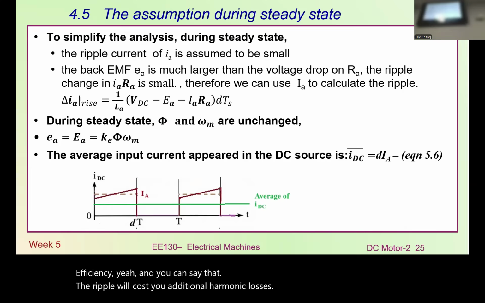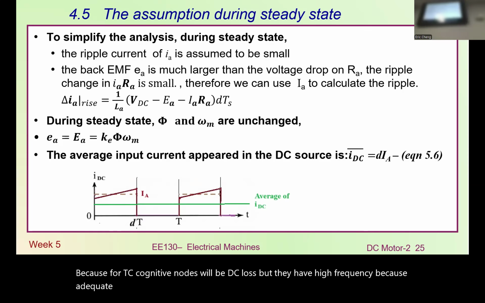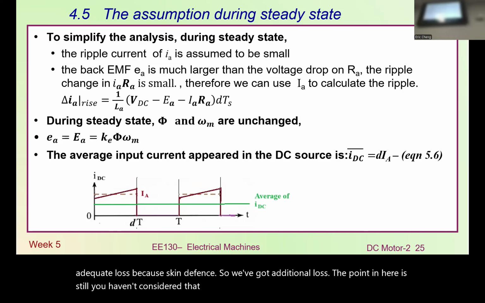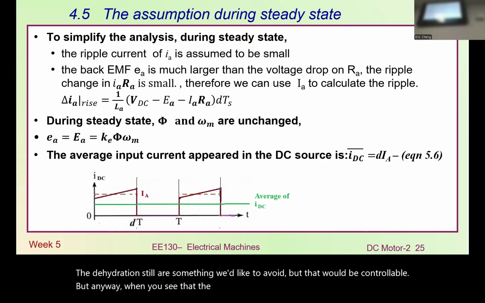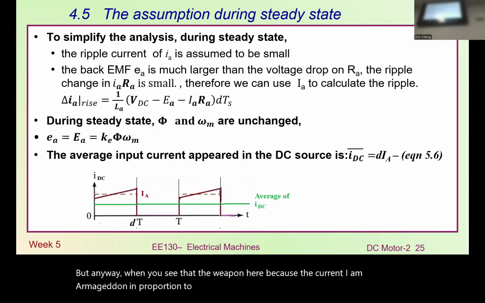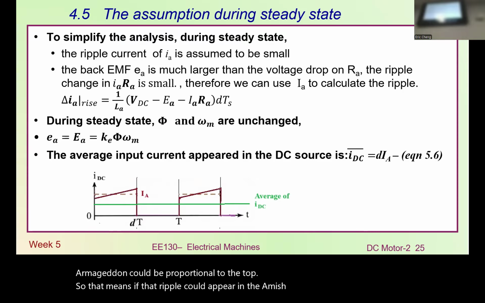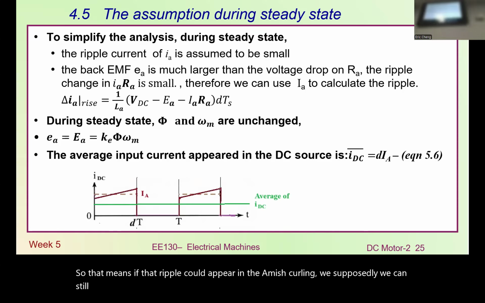Because for DC, the conductive loss will be DC loss. But when you have high frequency, we get additional loss, we get skin effect, so we get additional loss. Only here we still haven't considered that yet. The high frequency loss is still something we'd like to avoid, but that will be controllable. But anyway, you see that the armature current is proportional to the torque. So that means if that ripple current appears in the armature current, you can still see the torque with this kind of variation, this ripple, which we don't quite like.